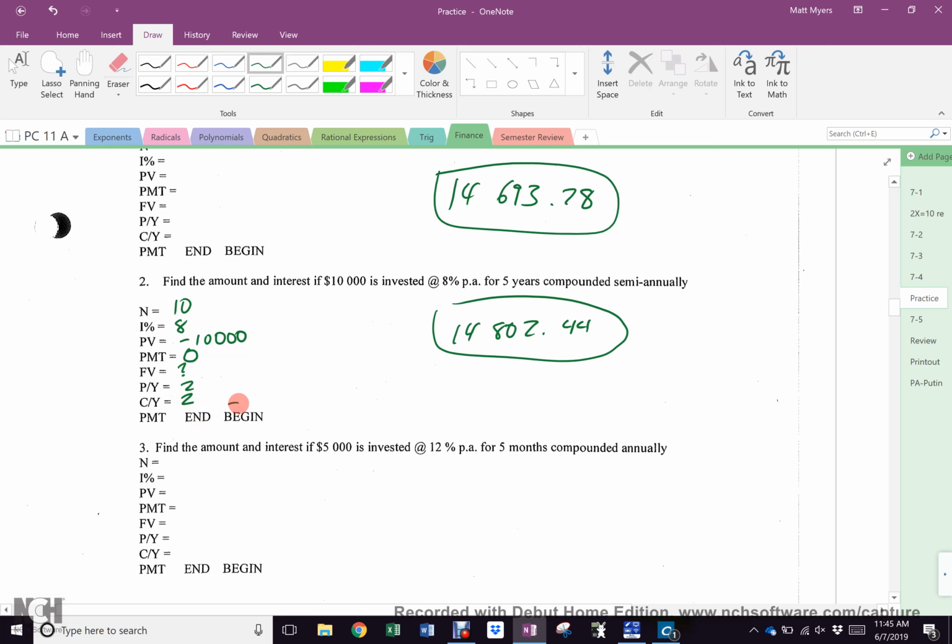Begin. Number 3. 8,000. I don't have 8,000. I have 5,241. I have 76. But I think that's because I accidentally left it at end, and it should have been beginning.